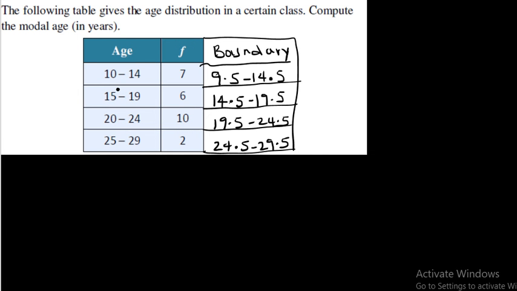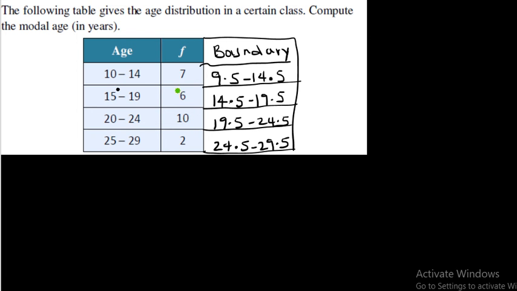Therefore the 0.5 will be added to every upper limit. So the upper limits of each class, as you see, were 14, 19, 24 and 29. All of them are upper limits. They become 14.5, 19.5. You see, 0.5 is added. When you go to the lower limit of each class, the 10 will be 9.5 and the 15 will be 14.5 and 20 will be 19.5. It continues in that way.